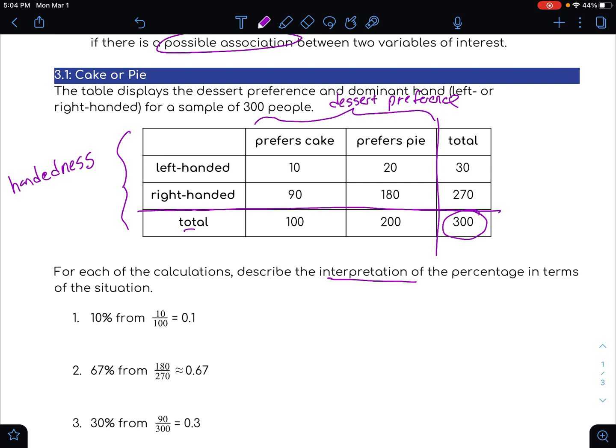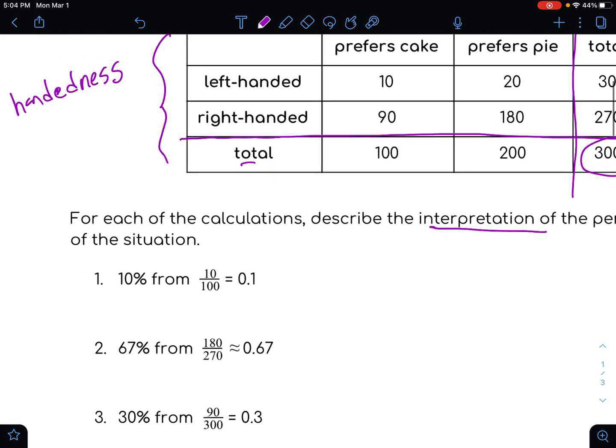It says that 10% from 10 out of 100 is equal to 0.1. All right, so where does that 10 out of 100 come from? The key to a lot of these problems is to be thinking about the denominator, that number there, because that's what we are taking it out of. So we're taking it out of that total. So where do we see a total of 100? All right, up in the table, we see a total of 100 in the prefers cake column.